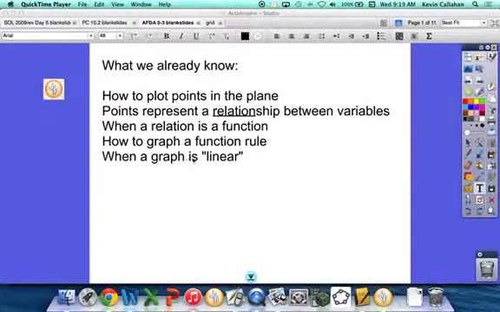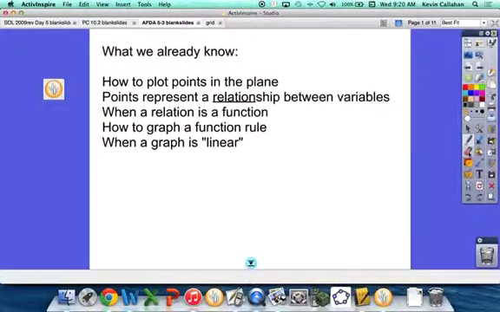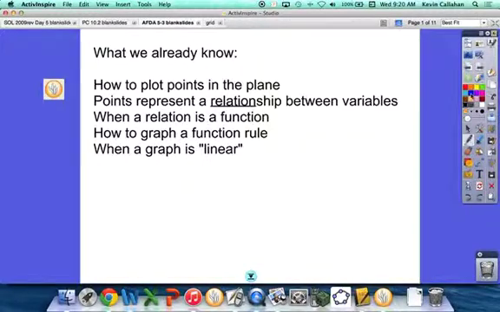We know how to graph a function rule by plotting: make a table of values, plot the points, connect them with a smooth line. And we know what it means to say when a graph looks linear. What is the shape of a linear graph? Straight line, right? It's not really quite correct to say a line because it could be a curved line, but a straight line, that's the best answer to say, right? Linear means the graph looks like a straight line.